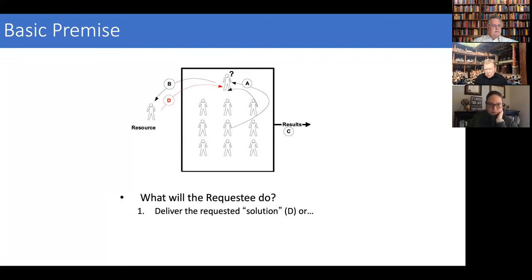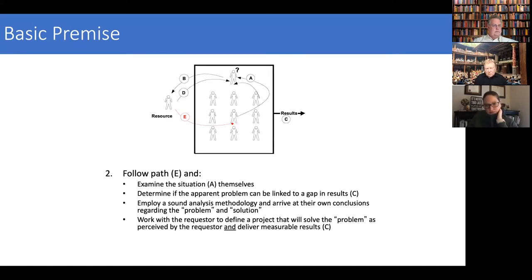What are you trying to do here? What solutions? Basically, you're trying to be solution neutral as you go through your analysis. And you want to follow what we call path E, where you go back in and examine what's going on here. You want to take a look for yourself, make sure you do the observation. Never ask. If you ask people, they're going to tell you what they think it is as opposed to what it really is. So become good observers of what's going on.